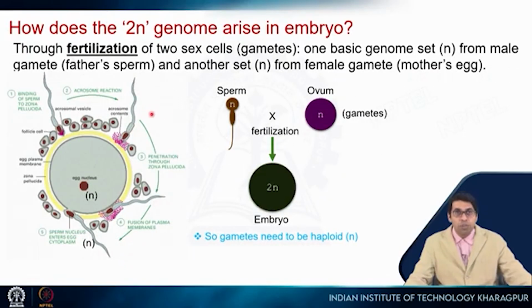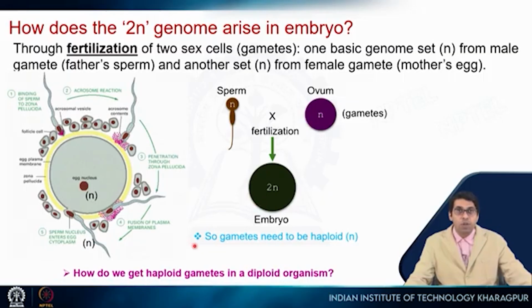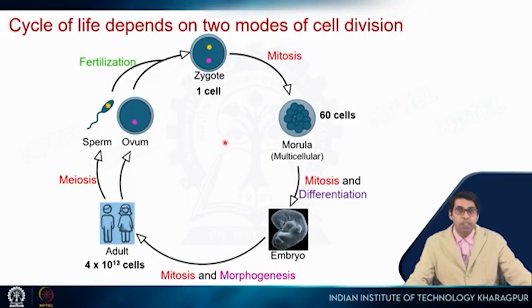Okay, I will come to how these haploid cells are generated, but with the fertilization of two haploid cells, sperm and ovum, in our case this will have 23 chromosomes, this will have 23 chromosomes. So, when they come together, fertilization happens, and then the embryo will have 2n sets, because 23 comes from here, 23 comes from here. So, that is a total of 46, right. So, how do we get these haploid gametes in a diploid organism?